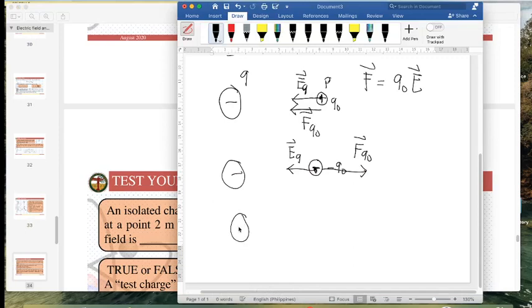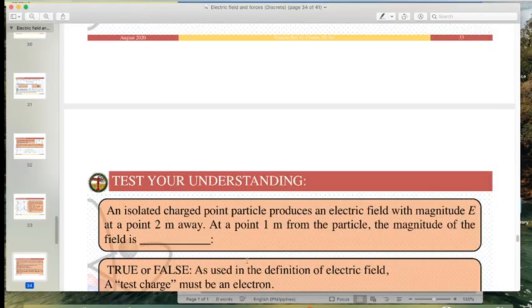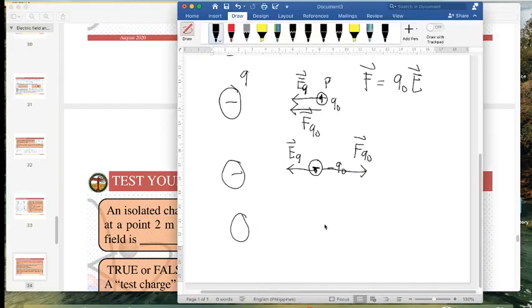Okay, so I have here a point charge particle, and it doesn't say what kind of field, so 2 meters is where it produces E. How about if it is at 1 meter? We have to expect that the electric field will be bigger. So the electric field produced here is E, the magnitude E. How about this one? We have to expect that it will be greater because it is closer to your source charge. Okay, but let's see.